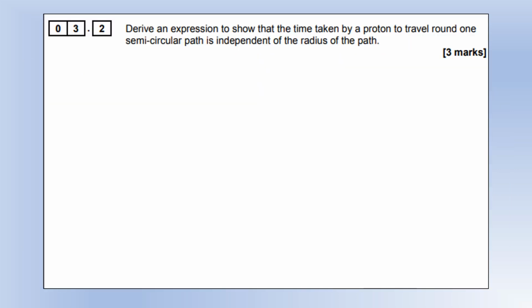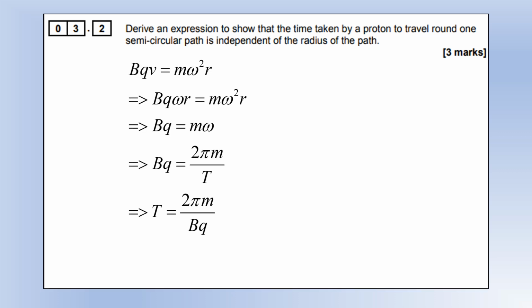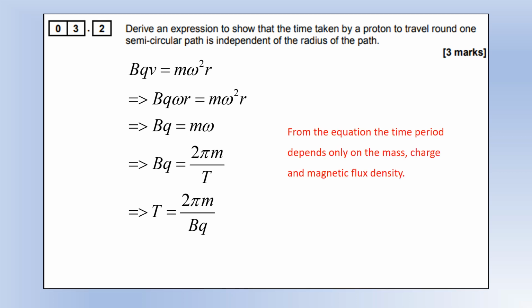So derive an expression to show the time taken by a proton to travel around one semicircular path is independent of the radius. So if we use our condition of circular motion, BQv equals m omega squared r, instead of tangential velocity, we can substitute in omega r. So then you can see the r's cancel, and omega cancels with the power of 2, leaving us with this expression. We can then put 2 pi over T in place of omega, make T the subject, and you can see that the time period only depends on the mass, the flux density, and the charge. There is no radius in there.